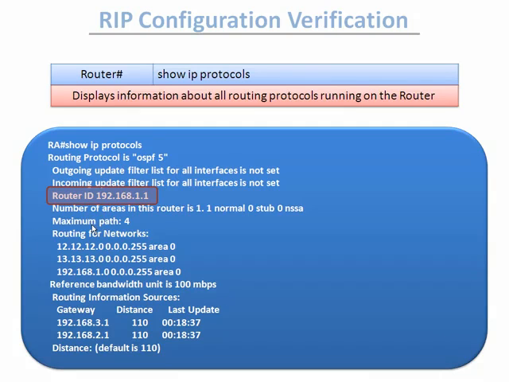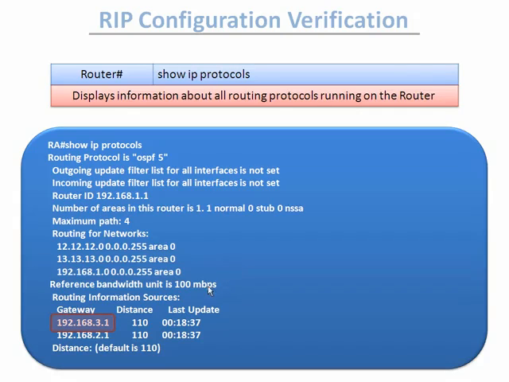Then the next thing that we can deduce from this command is that this router belongs to only one area, and this area is a normal area. In our case, it is area 0, and it will tell us that router A has 3 networks that it's advertising to the world: 12.12.12.0, which belongs to area 0, 13.13.13.0, which also belongs to area 0, and finally 192.168.1.0, which was the local area network, also belongs to area 0.